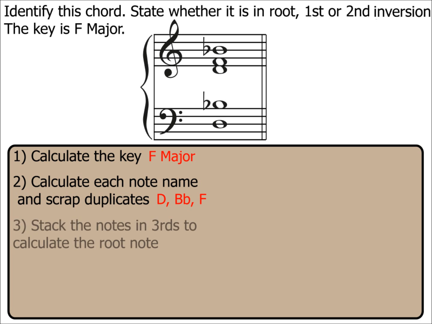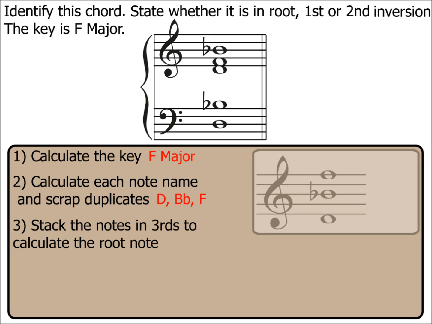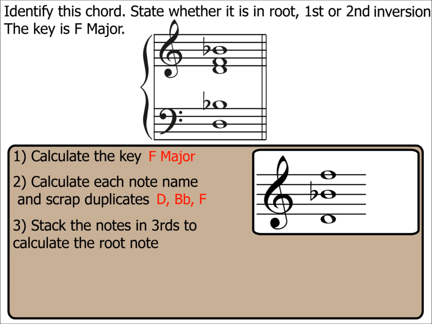Number 3, stack the notes in thirds to calculate the root note of the chord. We now try to put these notes onto a stave so that they are sitting neatly on top of each other. Now, if you watched my other videos on chords, you remember I refer to them as balancing balls. So let's put the D in the bass, the B flat on top, and then the F. Now, they're not sitting neatly. There's too much of a gap between each note. This time, let's put the B flat in the bass, the D on top, and then the F. Now this time they are sitting neatly on top of each other.